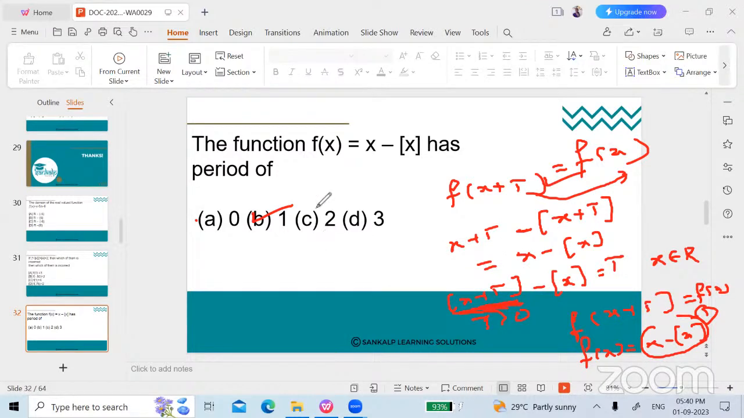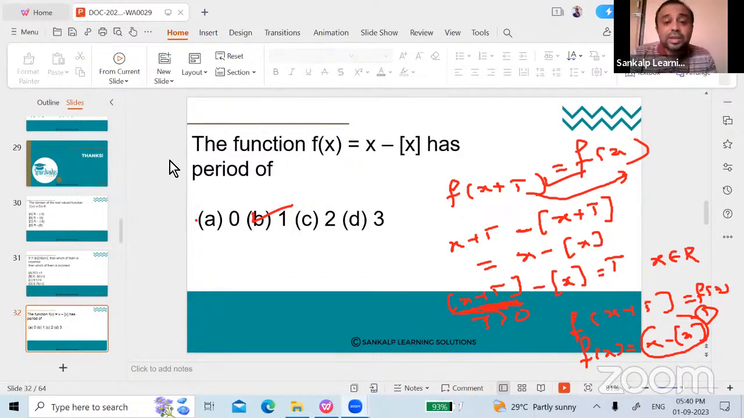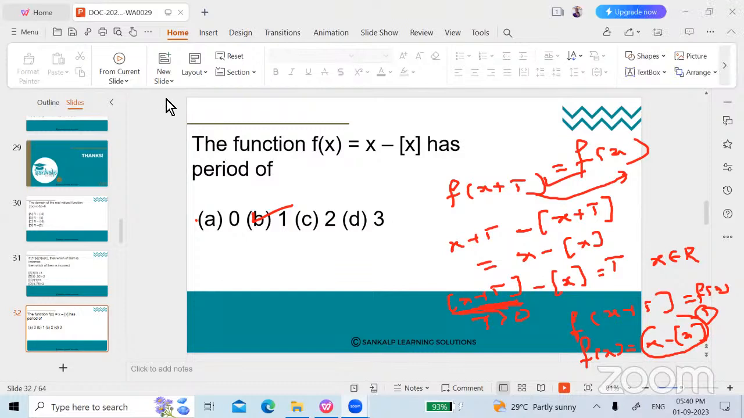Why are we taking t, sir? We are taking t as the period. T is just the time period, or you can say periodic, because it is a periodic function.